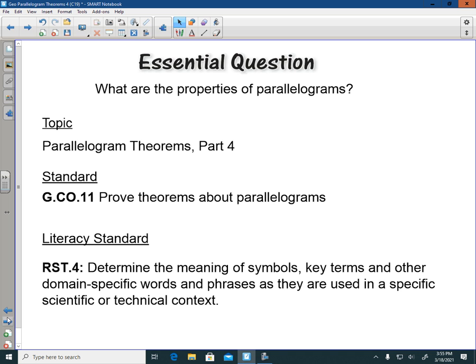So the essential question of the day, the fourth time that you've seen this essential question, is: What are the properties of parallelograms? The topic Parallelogram Theorems Part 4 is the fourth and final step down the Parallelogram Theorems road. We have broken that up into 4 parts, and we're going to be moving into something else right after this video. Make sure that topic makes it into the table of contents of your notebook, and let's do this.